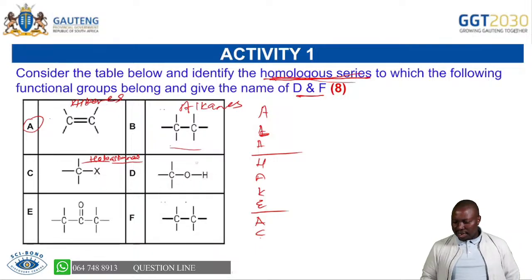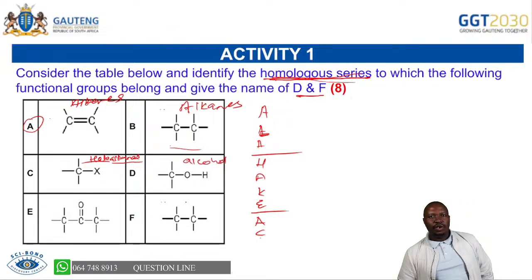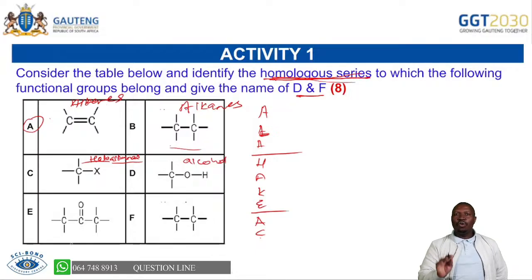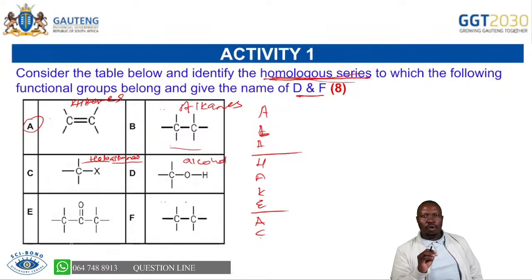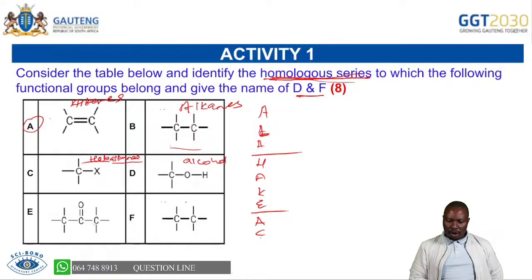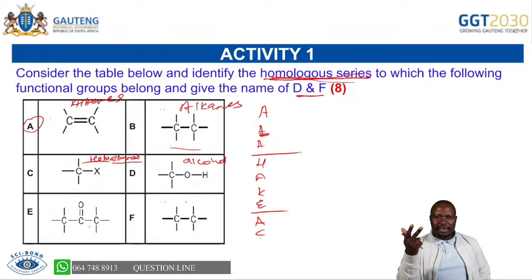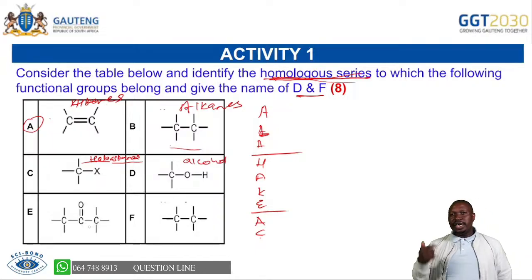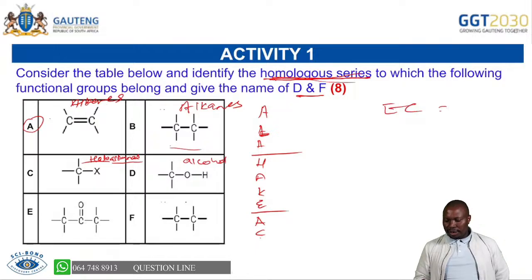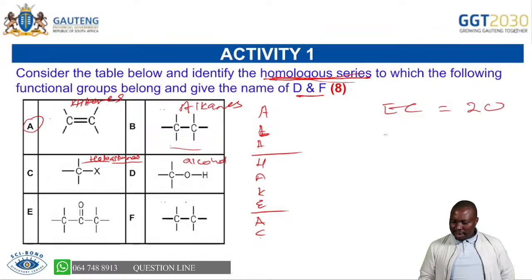Now, number D, we have a carbon that is bonded to the hydroxyl group, and you are able to see that is now an alcohol. So as you look at them, you must be able to know them. We have homologous series that have C double bond O, and we said we have 4 organic molecules with a C double bond O: your aldehydes, your ketones, your esters, and your carboxylic acids. Of those, esters and carboxylic acids have 2 oxygens, but the ones with 1 oxygen are aldehydes and ketones.